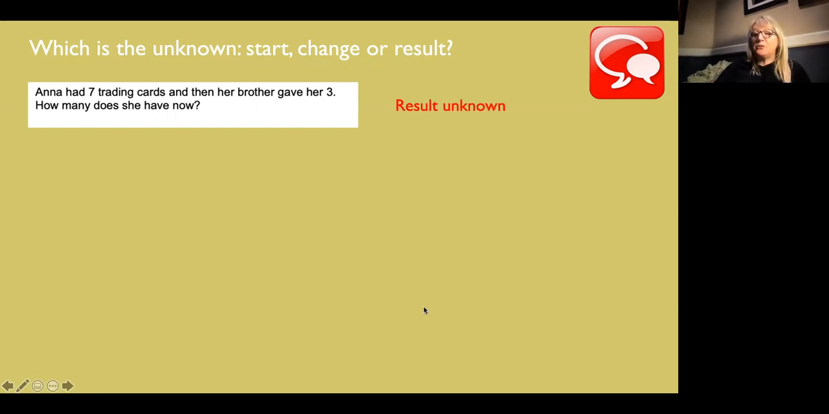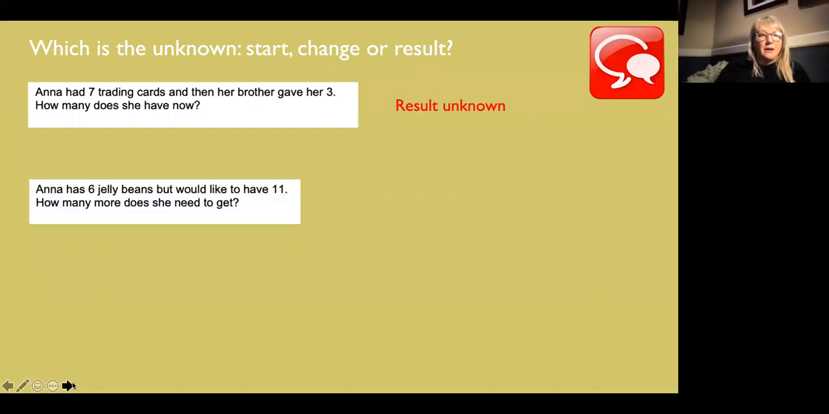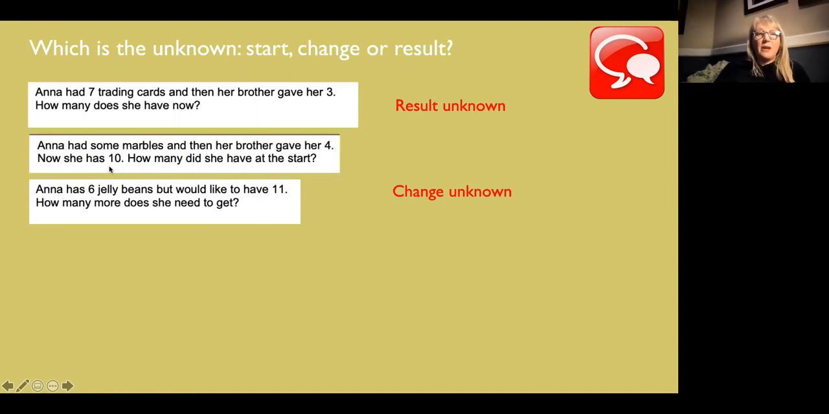Okay, the answer would be result unknown. So that would come after our equal sign here. Anna has 6 jelly beans, but would like to have 11. How many more does she need to get? This would be a change unknown. Then we have Anna has some marbles and her brother gave her 4. Now she has 10. How many does she have in the start? That would be start unknown.